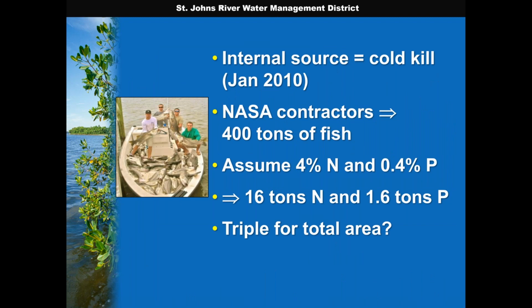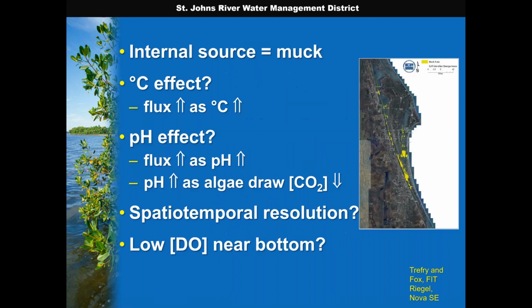One of the things we saw in January 2010 was a cold kill of fish. So up in the area around the Kennedy Space Center, the NASA contractors collected up 400 tons of fish. And the estimates are there for what that might mean in terms of nitrogen and phosphorus getting into the system. And they estimated that, given the area they covered, you could probably triple it for the area of the fish kill. So there's an internal source.